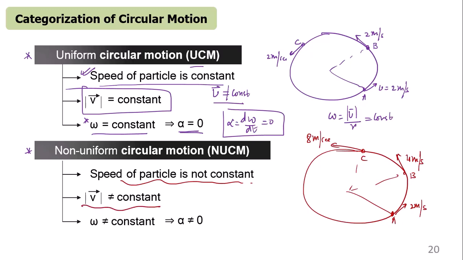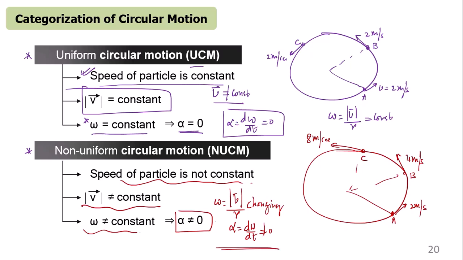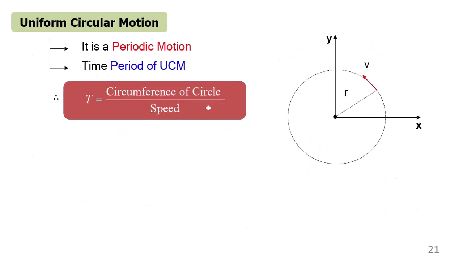It is changing. And if the mod of the V vector is changing, then omega, that is mod V divided by R, is also changing. So omega is not constant. And since omega is not constant, alpha is not equal to 0. Why? Because alpha equals d omega by dt, and that means alpha is not equal to 0. So that particular motion is known as non-uniform circular motion, NUCM. First one is UCM, second one is NUCM. So these are the two different categories of motion.